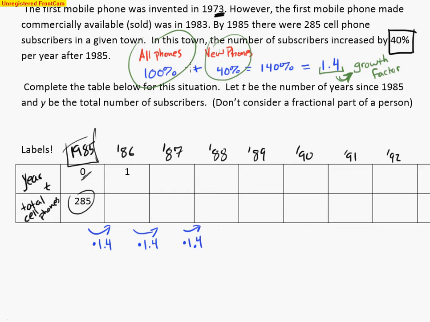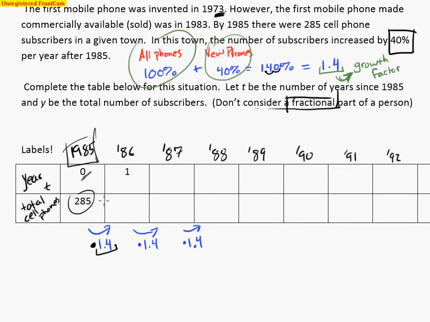So if I want to put this together, I have all my phones. That's 100%. Then I have to have my new phones. That's 40%. Put that together, I get 140%, which is the same as 1.4 because I moved my decimal place twice over, and I get 1.4. That's my growth factor. I'm going to multiply this 285 by my growth factor, and I'm going to always round up because I don't want a fraction of a person.